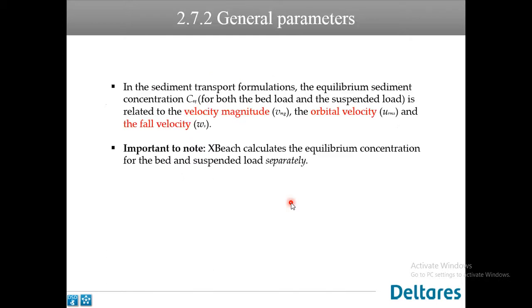Okay, next is general parameters. In the sediment transport formulation, the equilibrium sediment concentration CEQ for both bed load and suspended load is related. This answers how you define the equilibrium sediment concentration: in the equilibrium state, it is related first to the velocity magnitude, then the orbital velocity or root mean square, and the fall velocity. So these three velocities influence the equilibrium state of the sediment concentration. Important to note, XBeach calculates the equilibrium concentration for the bed and suspended load separately. Okay.